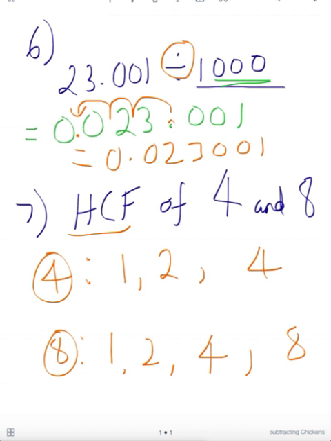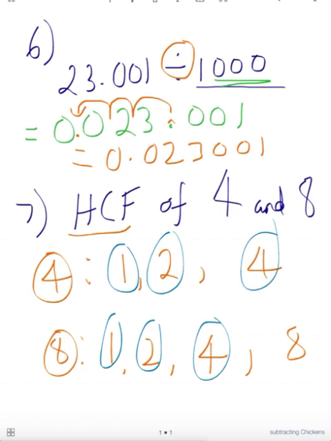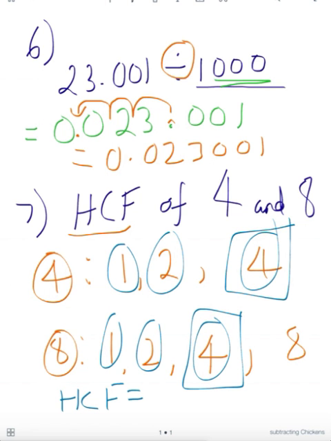And now let's compare what factors are common to both. Well, they both have 1, they both have 2, and they both have 4. And out of these 3 common factors, what's the highest one? We can see 4 is the largest number. So the highest common factor of 4 and 8 is simply 4. And that's how easy it is.